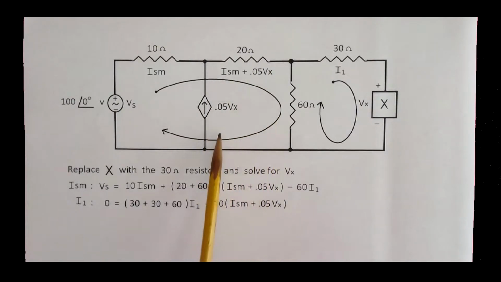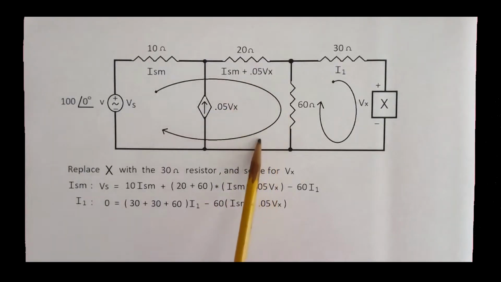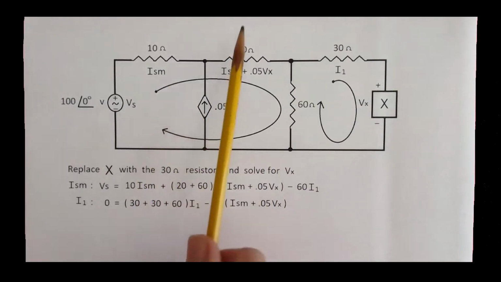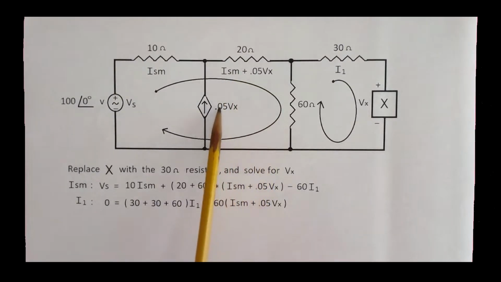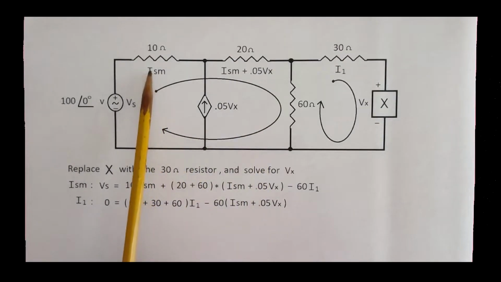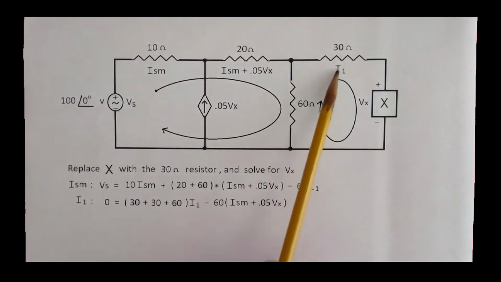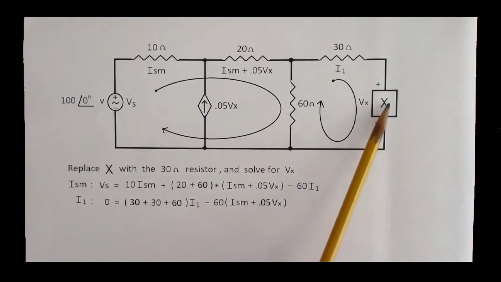It's still a valid mesh arrow, but this mesh is not defined by any particular branch because there's another mesh current going through it at the perimeter. So we could never actually measure a mesh current in this situation, but we could calculate it. Here I can actually measure the current in the 10 ohm resistor to find what the supermesh value is. Here I could find the I1 current value by measuring the current in the 30 ohm resistor, or I could measure the current perhaps in the X load.